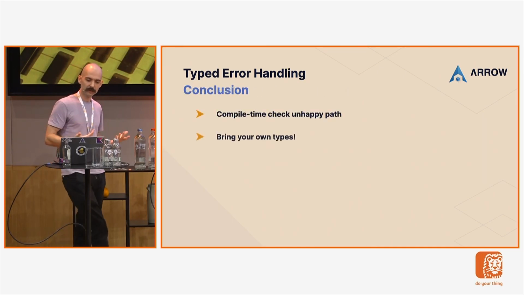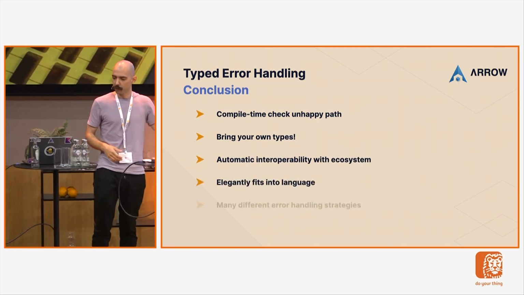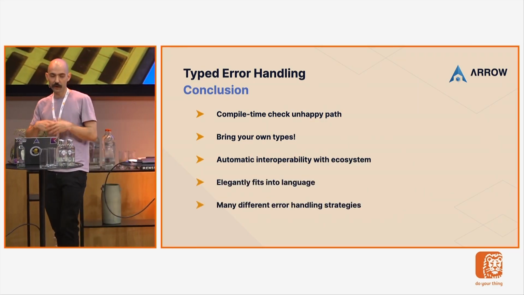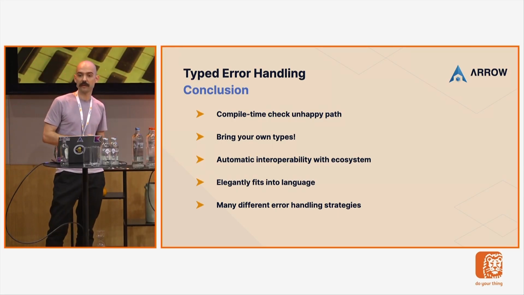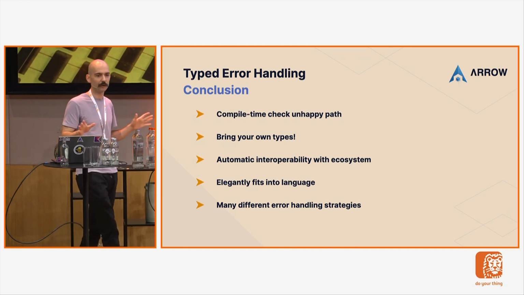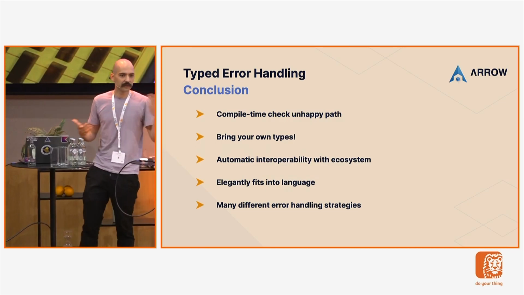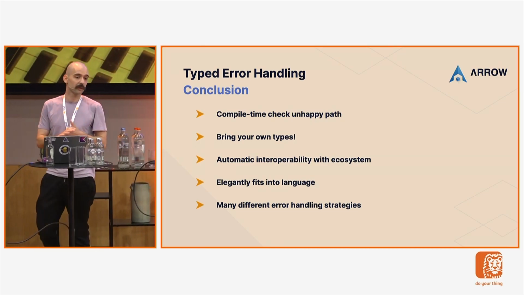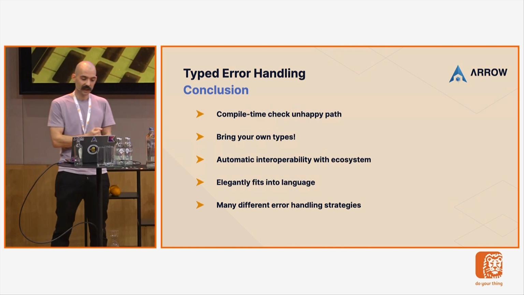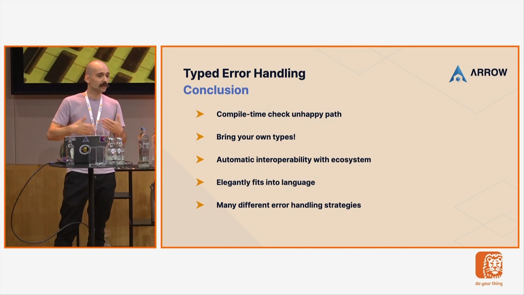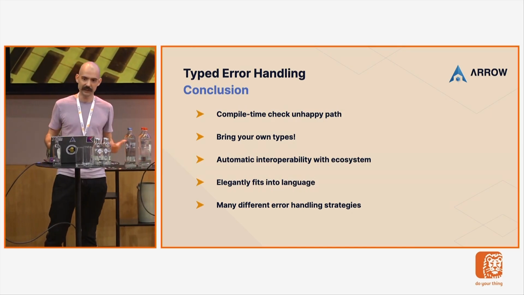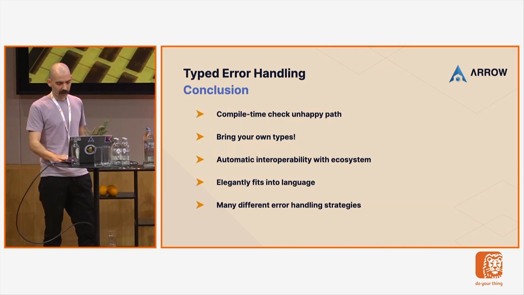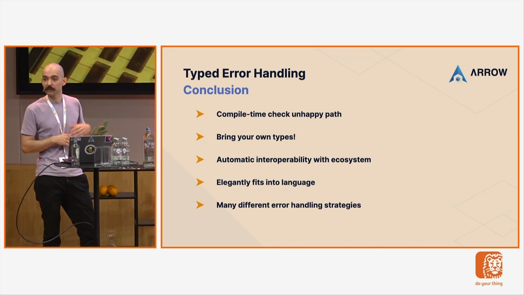So to conclude, typed error handling allows us to compile-time check the unhappy path if and when you want to. It allows you to bring your own types, and it has automatic interop with the entire ecosystem, which I think is crucial for all users. It elegantly fits into the language, reusing techniques from the Kotlin standard library and Kotlin coroutines. And while not covered today, it also allows you to handle errors in many different ways, like error accumulation for validation or whatnot.